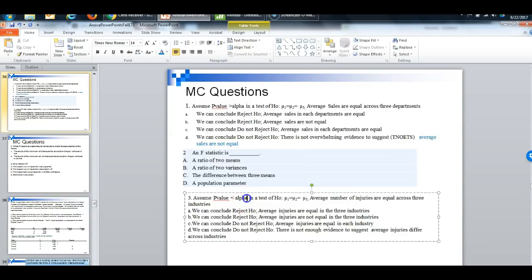How about this one? If your p-value is less than alpha, what does that mean? You reject or do not reject? You reject. Right? P-value less than alpha, if it's a teeny little p-value, then you reject H naught and conclude means differ.